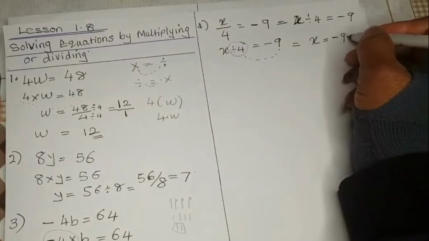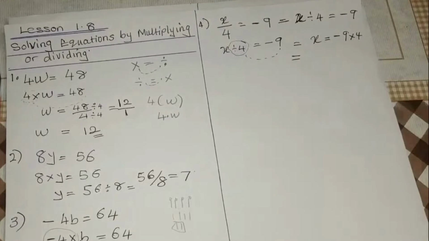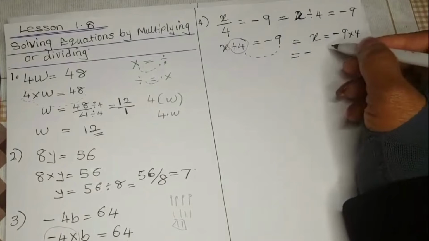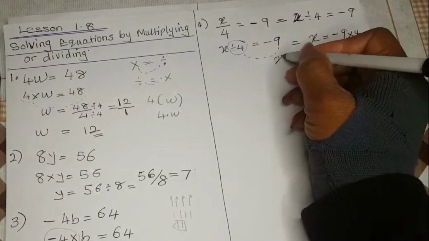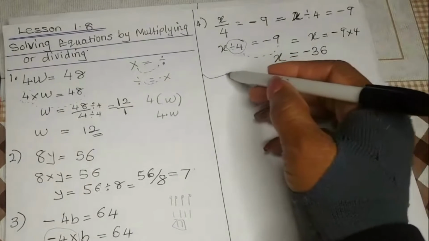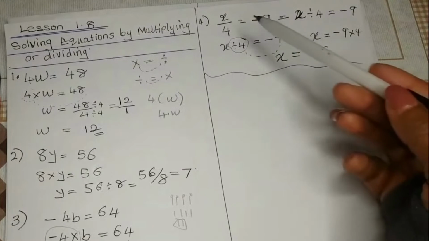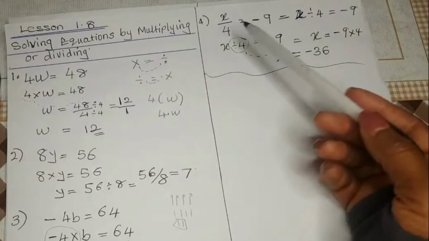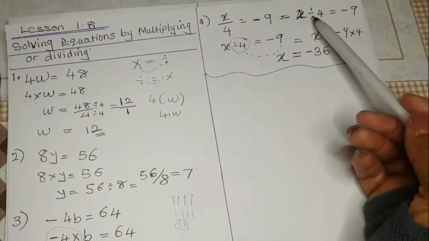negative 9 times 4. What is negative 9 times 4? Negative 36. So x here is negative 36. How did we get it? Remember, when division crosses the equal sign, it becomes multiplication. That is why I wrote it out for you. This is the same thing as this.